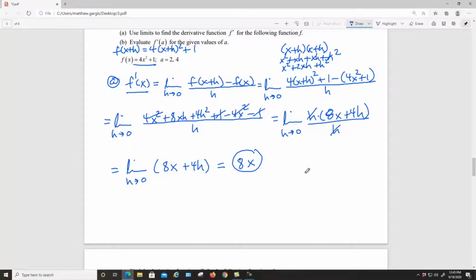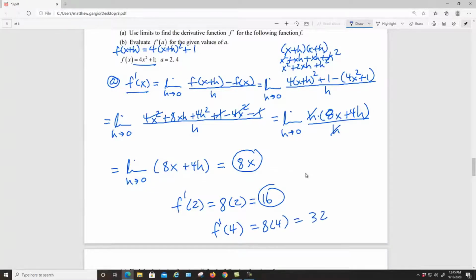Okay. Now it did ask in the problem to evaluate the derivative at 2 and 4. So if I just take the derivative and I plug in 2, I'll just say 8 times 2, so that would be 16. And then if I plug in 4, I'll have 8 times 4. That'll be 32. So the slope of the tangent line at 2 for this function is 16. The slope of the tangent line at 4 of that function is 32.